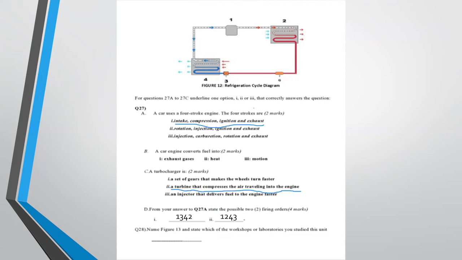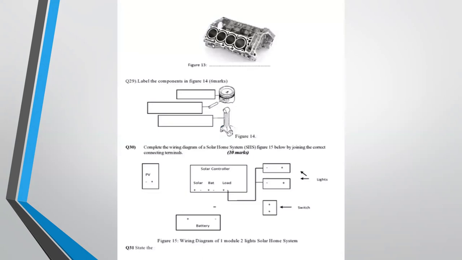The next question is what? Name figure 13 and state which workshop or laboratory you studied that unit. Let me clear this on my drawings here. Figure 13 is what? It's an engine block. It's a V-type engine block. So you can specify it, or you can just say it's an engine block. But if you are too serious like me, you can say it's a V-type. You see the shape I'm drawing here. It's V. All these cylinders you find here, you find the same four on this line too. So when you watch it from this side, you see there is a V shape here.